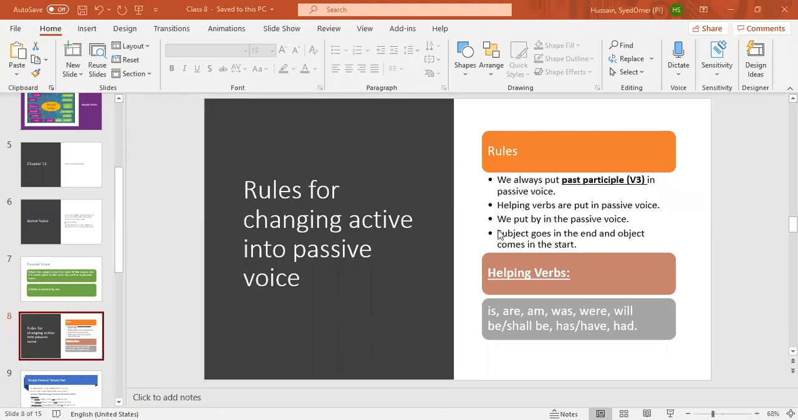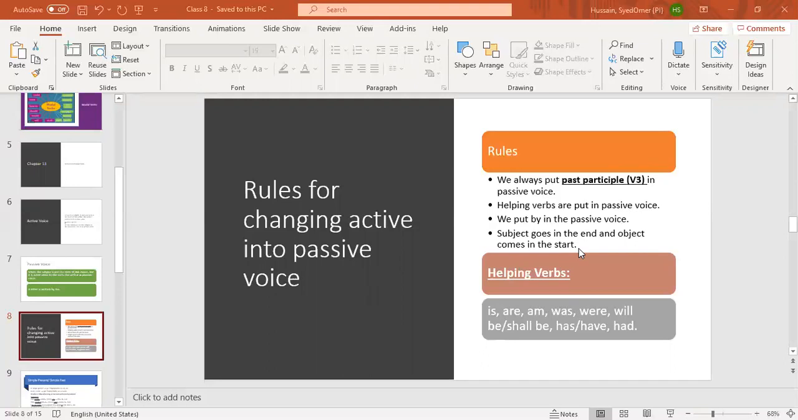Okay, we put by in the passive voice because we have to tell by whom something is done. That is why we are going to put by, because we are bringing the subject at the end of the sentence. Then the fourth rule: subject goes in the end and object comes in the start. Means subject and object exchange their places. Object comes in the beginning of a sentence and subject goes at the end of the sentence.